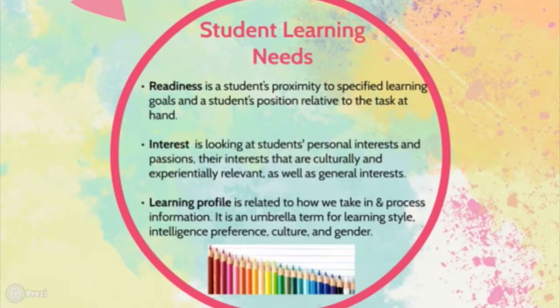There are three different student learning needs. The first is readiness, the second interest, and the third learning profile. Readiness is defined as a student's proximity to specified learning goals and a student's position relative to the task at hand. Interest is looking at students' personal interests and passions, their interests that are culturally and experientially relevant, as well as general interests. Learning profile is related to how we take in and process information. It is an umbrella term for learning style, intelligence, preference, culture, and gender.